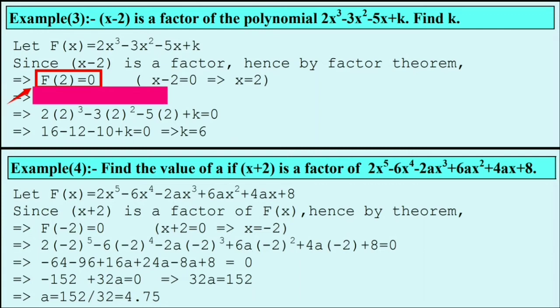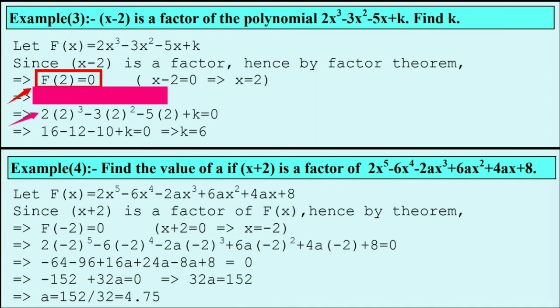So let's proceed. The next line is 2 multiplied by 2 cube minus 3 multiplied by 2 square minus 5 multiplied by 2 plus k is equal to 0. So meaning is clear here that big expression at the left hand side represents a remainder, and according to the theorem, since x minus 2 is a factor, hence the right hand side has to be 0. It shows that the remainder has to be 0.